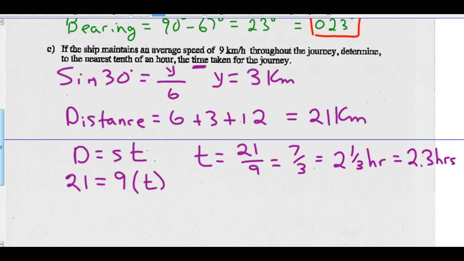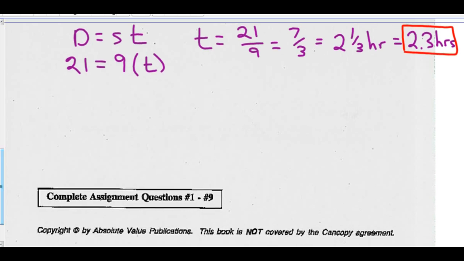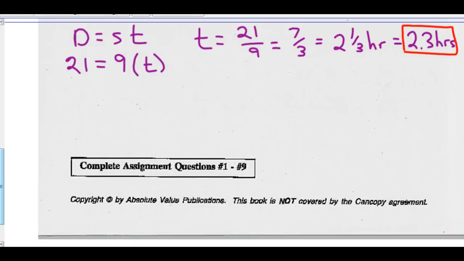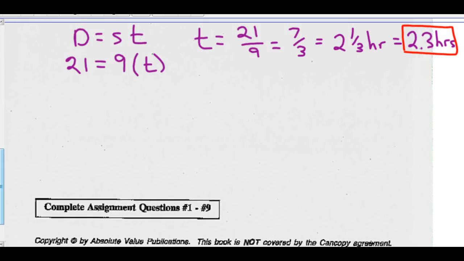All right. Great. You've got your assignment sheet. Do the ones that you're supposed to do.